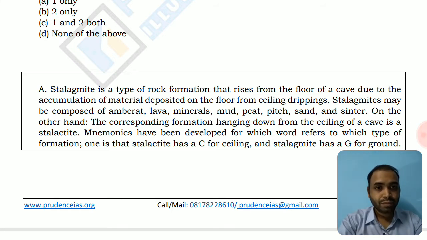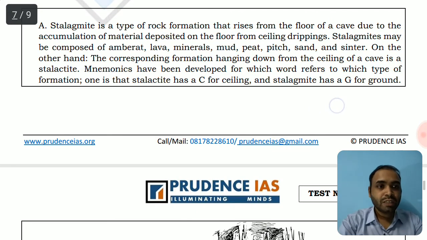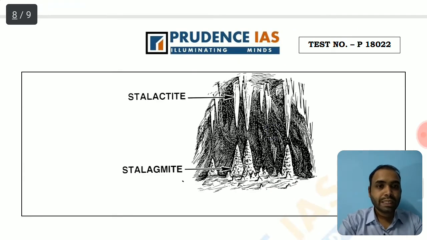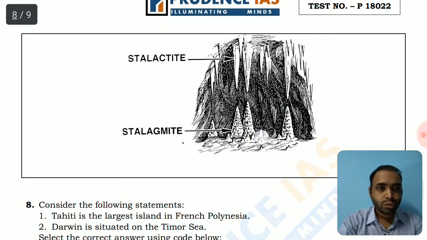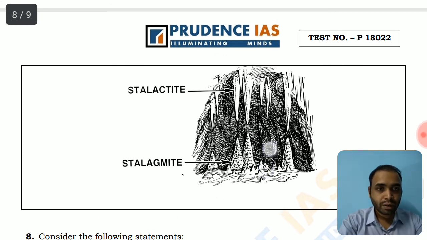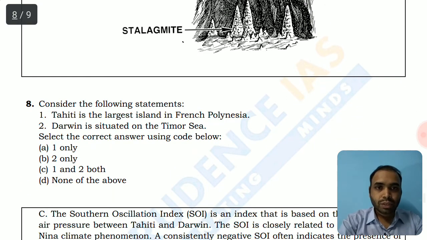Stalagmites, G meaning from the floor, may be composed of travertine, lava, minerals, mud, peat, sand, sinter. On the other hand, the corresponding formation hanging down from the ceiling of the cave is the stalactite. We can remember C is for ceiling and G is for ground. In the figure also we can see stalactite, C for ceiling, and stalagmite, G for ground. So the deposits which are from the ground are called stalagmites, the rock deposits in caves. Let's move on to question number 8.